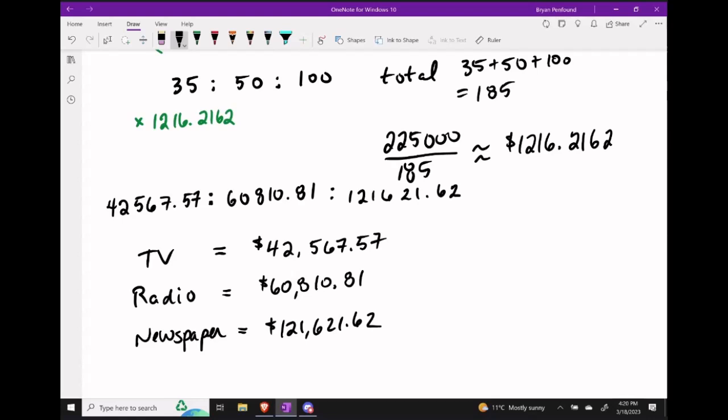For TV advertisements, we have about $42,567.57. For radio, $60,810.81. And for newspaper, $121,621.62. And if you want, you can double check by adding up these numbers. They should add up to $225,000.